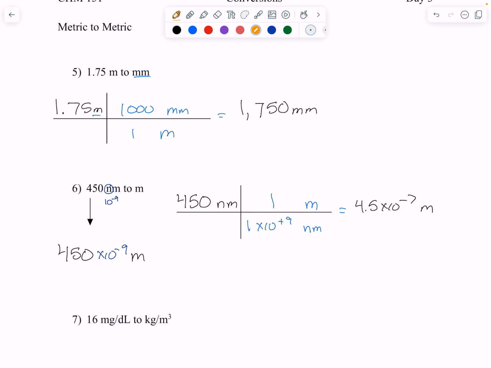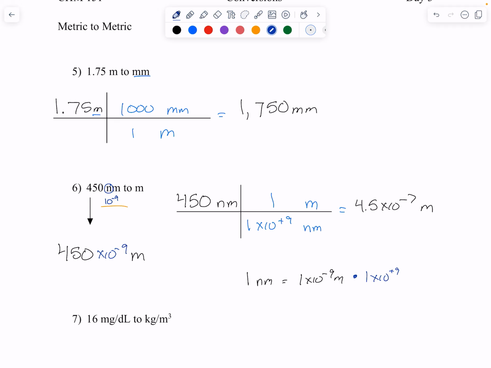All right, so how does this work? Because I just told you that it's times 10 to the negative 9, but then I wrote times 10 to the positive 9 here, but this is negative 9. So how is that working? Well, let's talk about that. 1 nanometer is the same thing as 1 times 10 to the negative 9 meters, which means if I multiply that by 1 times 10 to the positive 9, I get 1.